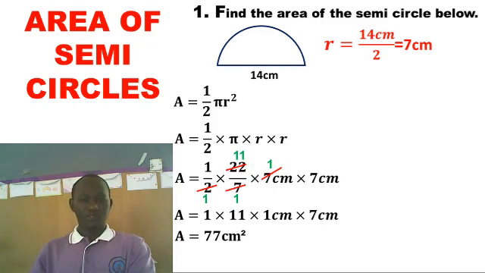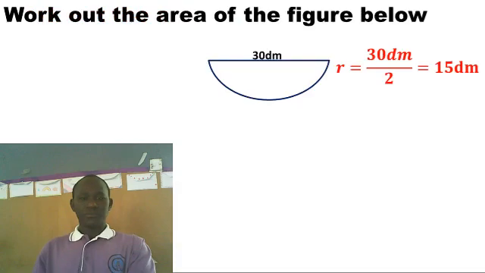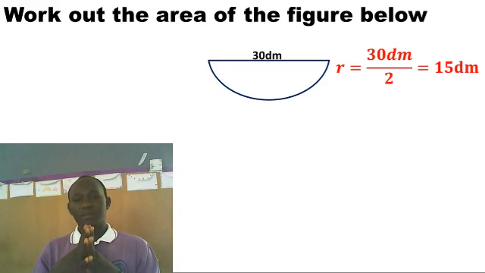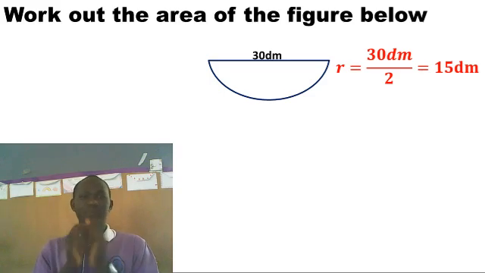Let's go to question 2. Work out the area of the figure below. This time the semicircle is upside down. That still makes the radius the same, the diameter still the same. But for this case, our semicircle is upside down. That longest line is passing through the center.